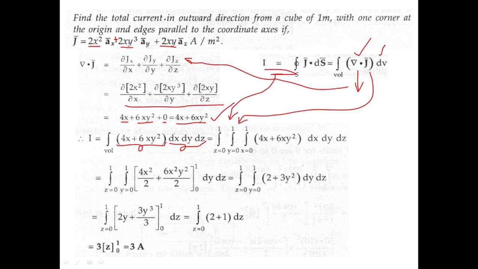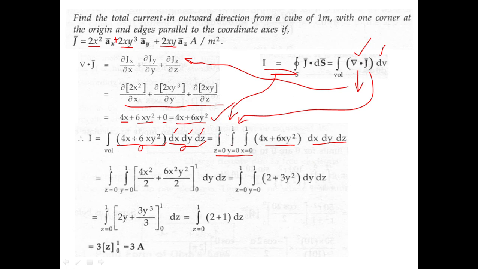So since we have dx, dy and dz, we need to integrate it thrice. So first integration, second integration and third integration. So divergence of j vector into dv over 3 integrations. So we know that the cube was placed, one corner was placed at the origin, so all other edges were parallel to the coordinates.